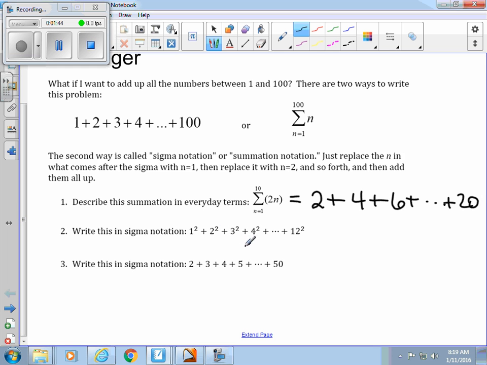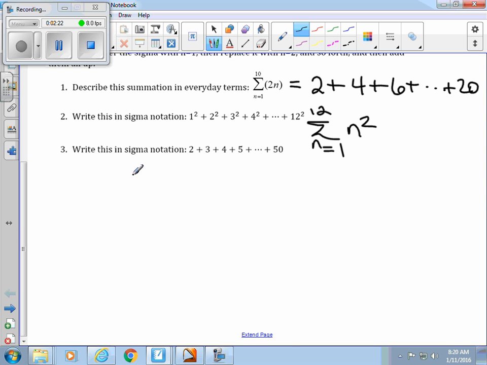Write this one in sigma notation. So this is the sum from n equals, I got a delay on my computer here, 1 to what? Of what? Perfect. Does everyone agree with that? That would pop out that set of numbers, that sequence or series of numbers: 2, 3, 4, 5, all the way to 50 added up in sigma notation.